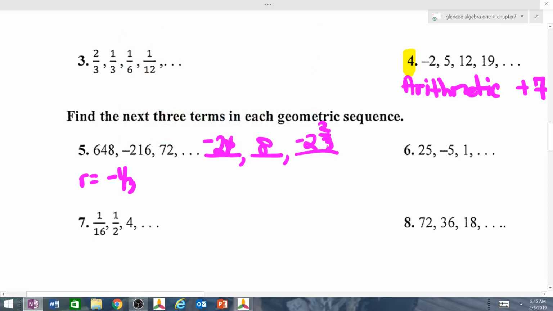Are you with me? Okay. Anybody have a question? So I think we're all confident in doing those simple tasks, yes? Determining if it's a geometric sequence, an arithmetic sequence, and extending a sequence.